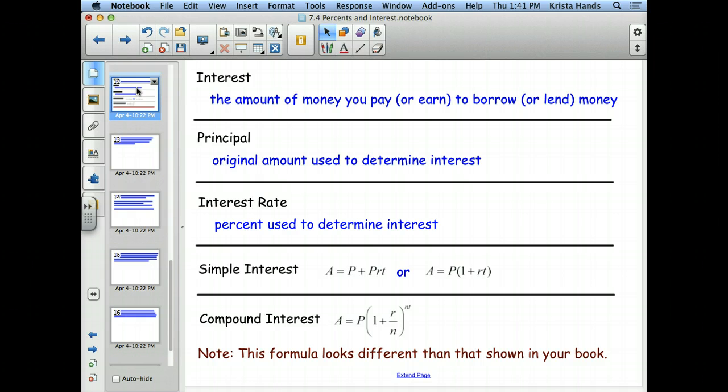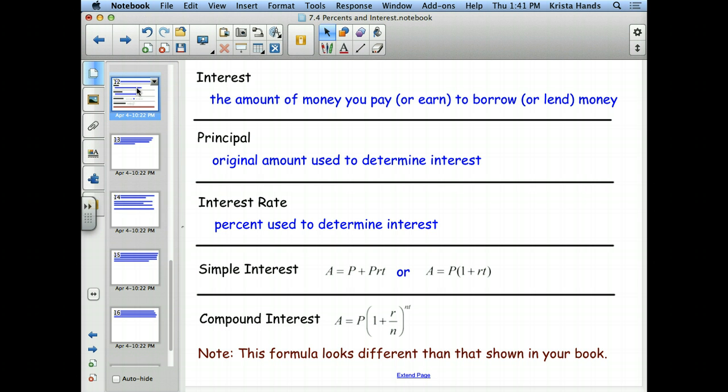Interest is the amount of money you pay or earn to borrow or lend money. So when you put money in the bank in a savings account, it's the money you make on your money. When you borrow money from the bank for a car loan, it's the amount you pay for the luxury of borrowing and having borrowed their money. That's what interest is, and it's either way, right? It always benefits somebody and is a detriment to somebody else.